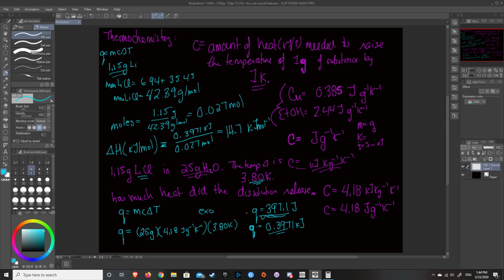This is just talking about heat. We've heated the system by how much heat, and now we have to say whether it's negative or positive. Since the system has increased in temperature, we've got a negative delta H value, meaning the reaction was exothermic.